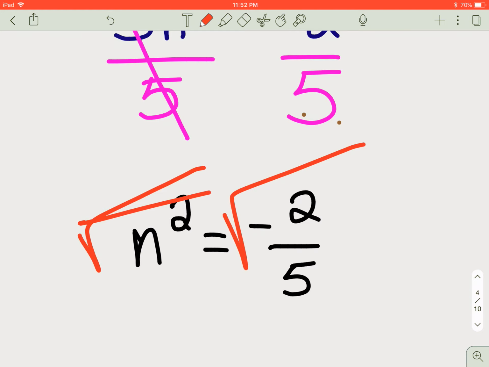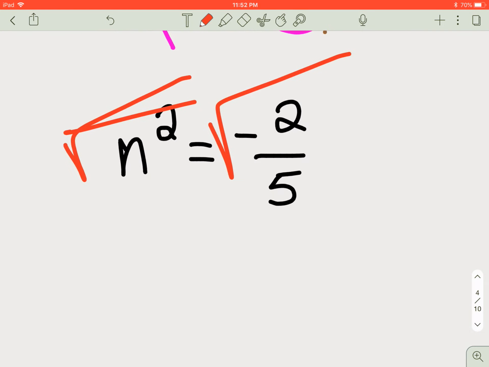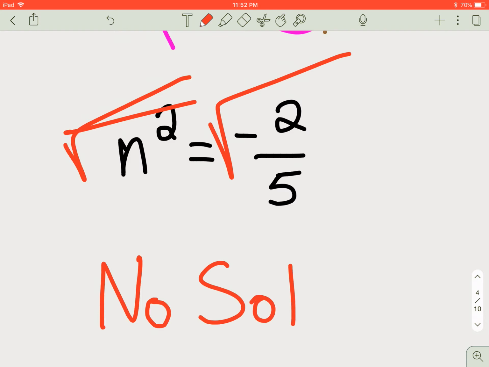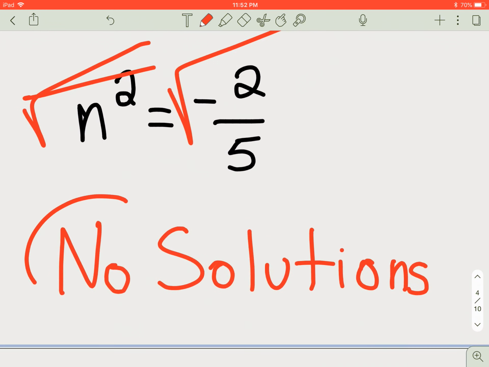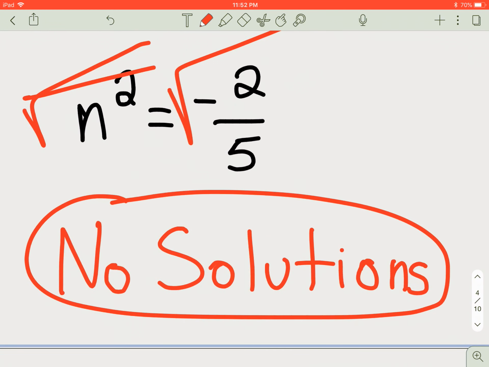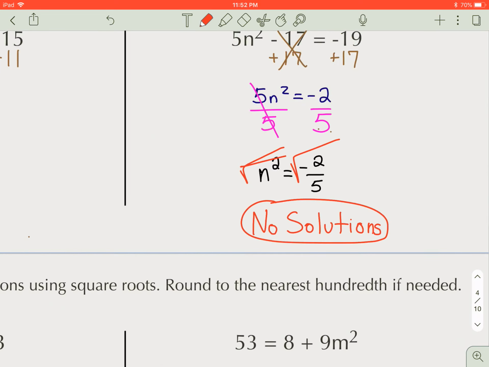A positive times a positive is a positive, and a negative times a negative is also a positive. So if you are ever left with n squared equals a negative number, or x squared or any variable equals a negative number, your answer simply is just going to be no solutions. And if you go back to the very first slide, it has an example of what happens when it says d is less than 1, and it says that your answer will be no solutions on those as well.